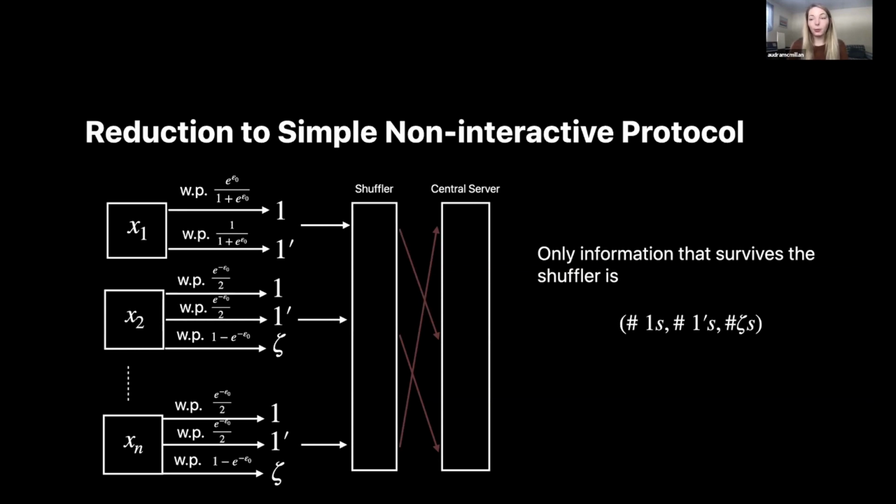For small n, we can compute the probability density function of what the central server sees, the number of 1s, number of 1 primes, and number of zetas. You can compute that PDF exactly for small n, and then compute the divergence between what you get for p and p prime. For larger n, that becomes computationally infeasible, but with a few little tricks, you can basically compute that thing again. That gives you a much tighter bound than the theoretical bounds do, and is substantially better in practice.